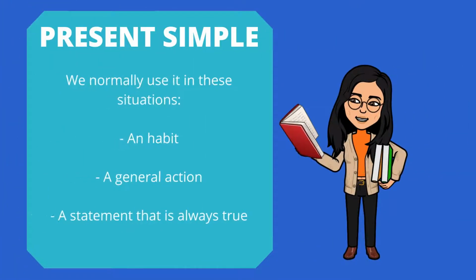The similarity between these instructions is the present simple. We normally use it in these situations: a habit, a general action, a statement that is always true. In the following slides, we're going to check a couple of examples for each situation.